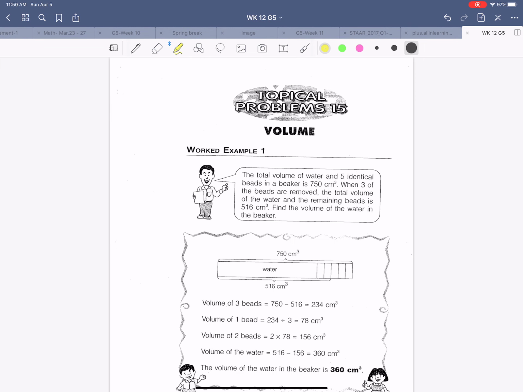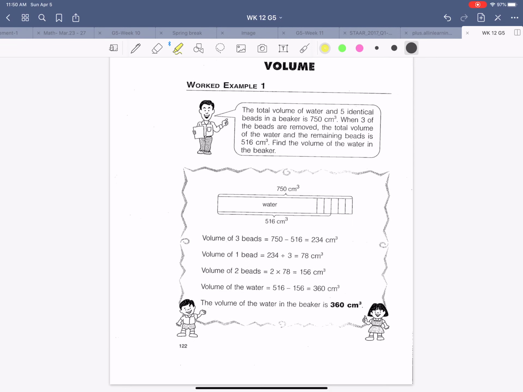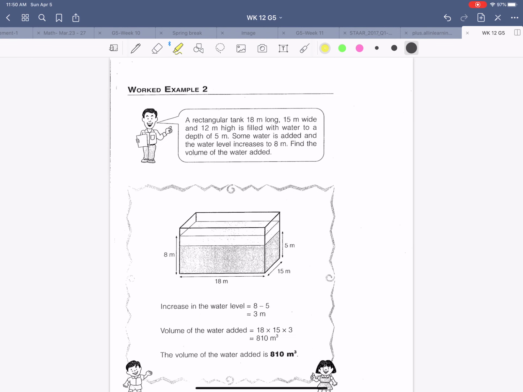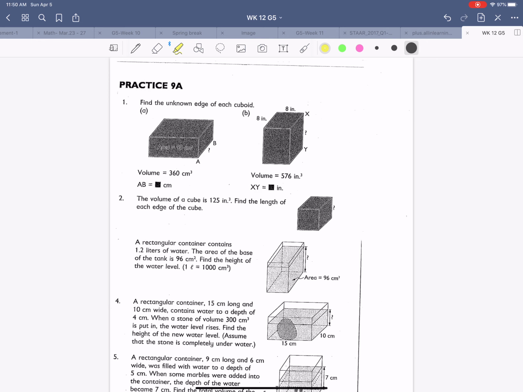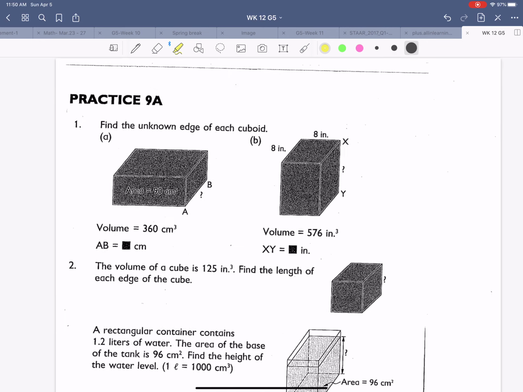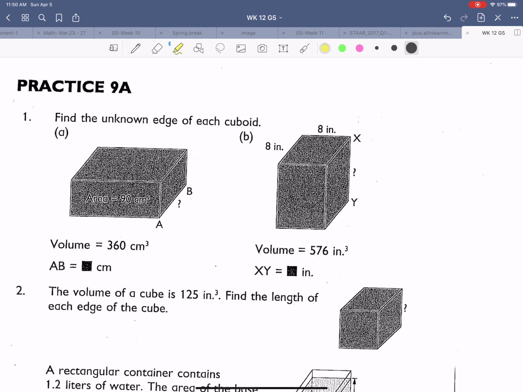We're going to skip the first two pages because we have every single step and answers here. So you just read through the questions by yourself. We go to practice 9a directly. Okay, let's go to this page. Question number 1.